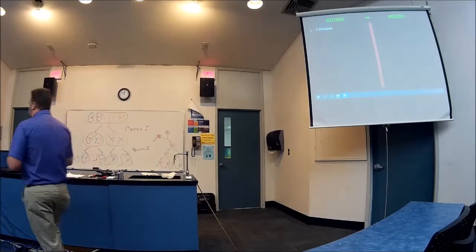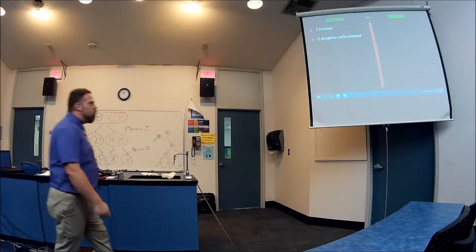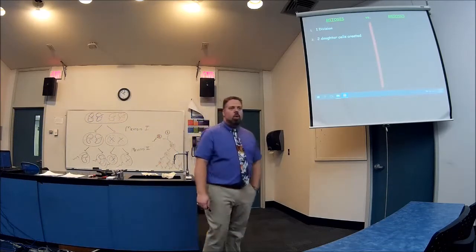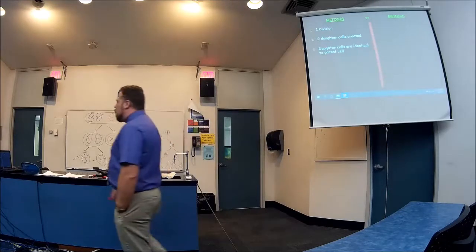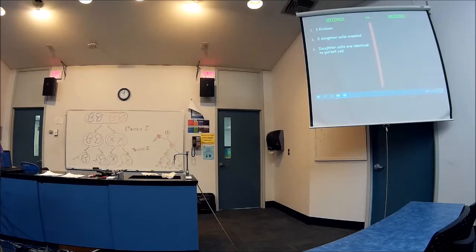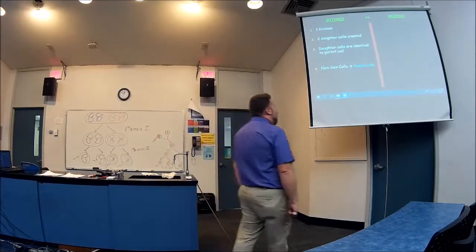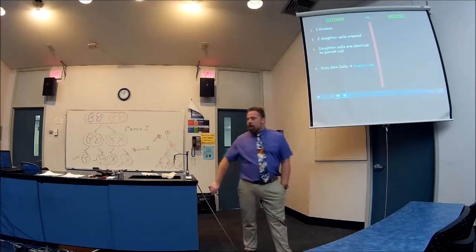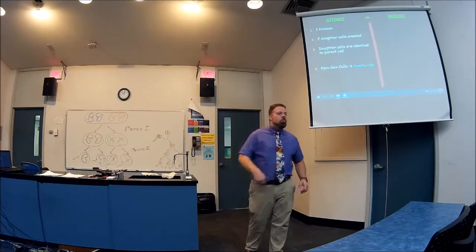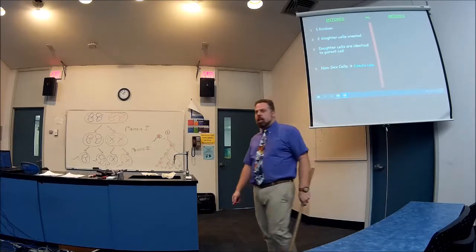So in mitosis, there's one division. Okay? You get 2 daughter cells that are created from that one parent cell. The daughter cells are identical to that parent cell. Same chromosomes, everything. If there's a mutation in the parent cell, the daughter cells are going to get that mutation. These happen with non-sex cells, not the egg and sperm, the non-sex cells. We also refer to it as the somatic cells.